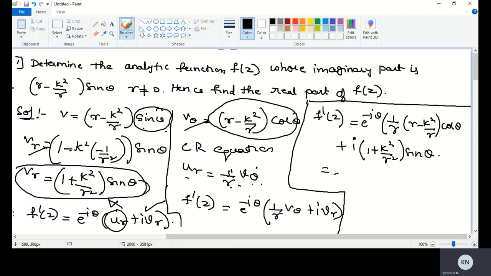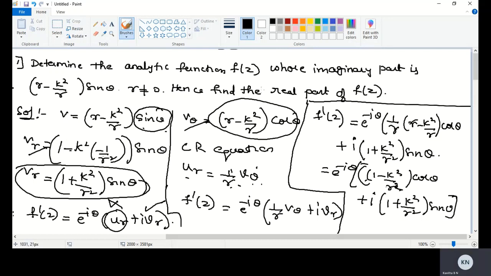The next simplify here: e to the power of minus iθ, r gets cancelled. Then 1 minus k square by r square into cos θ. So e to the power of minus iθ times (1 minus k square by r square) cos θ, plus i into (1 plus k square by r square) sin θ. Okay.